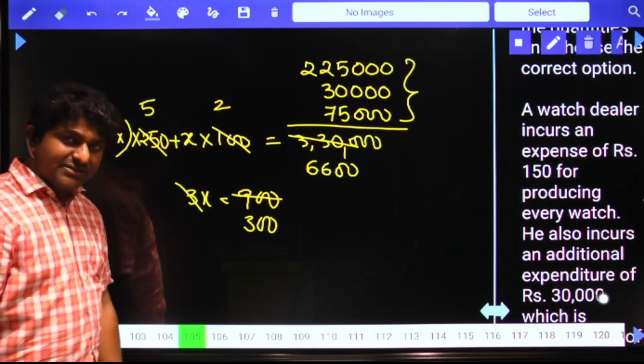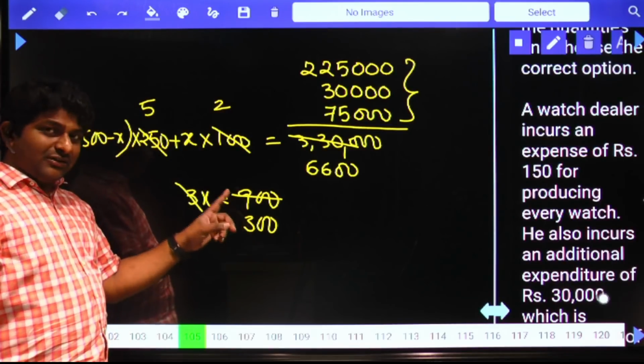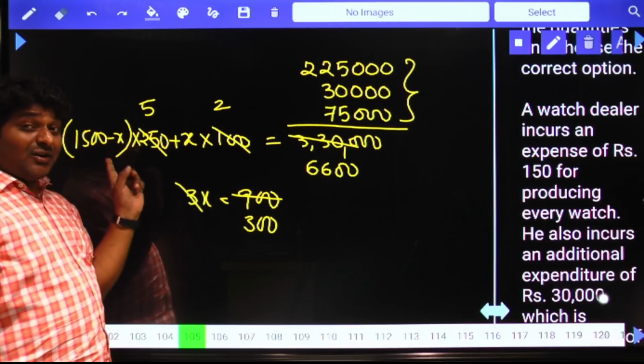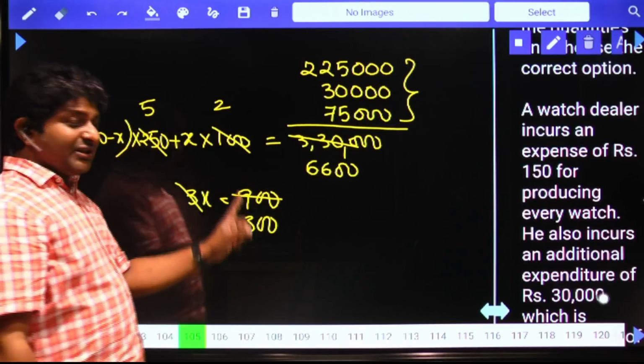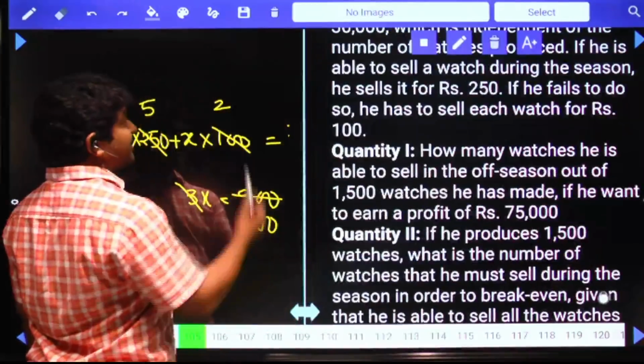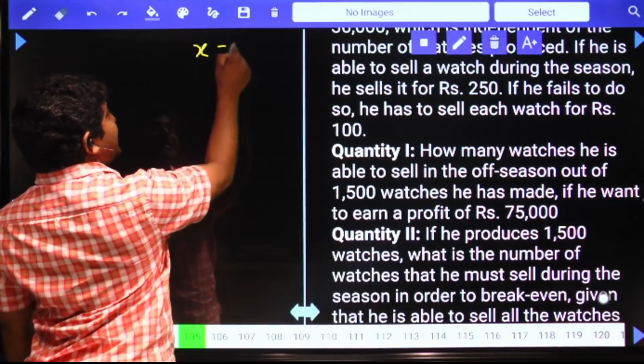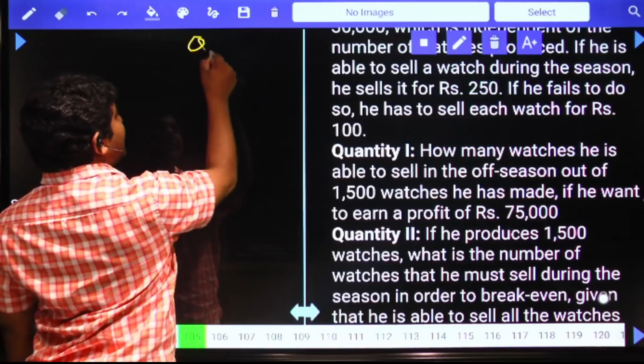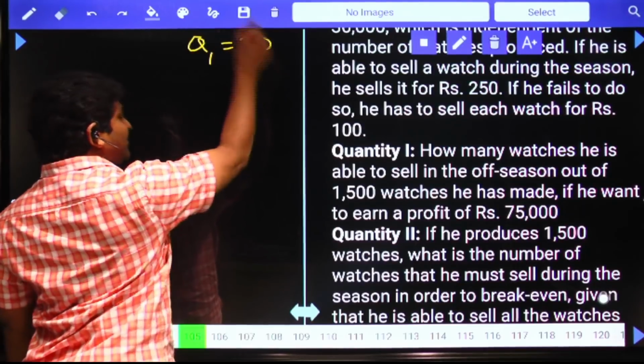I hope you followed it. Off season 300, on season 1200. Your question is Q1, which is about off-season watches, that is 300. X is equal to, Q1 is equal to 300. Next, Q2.